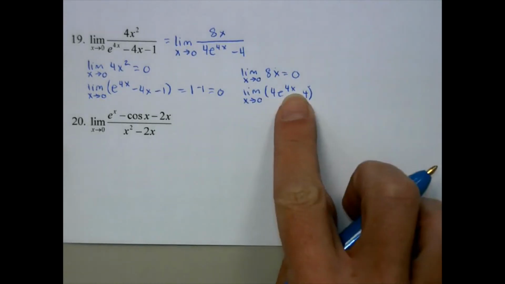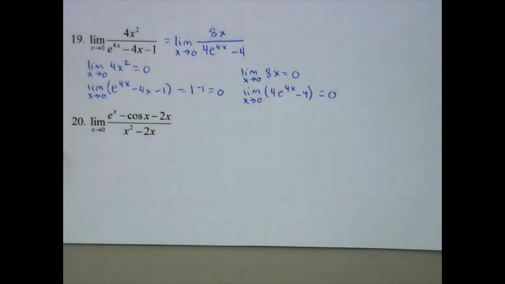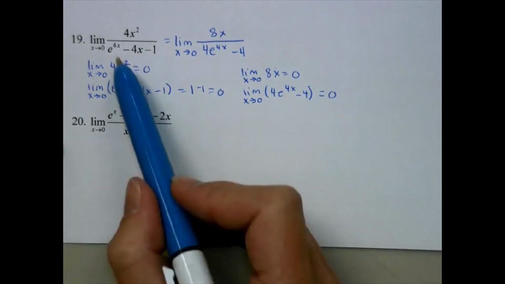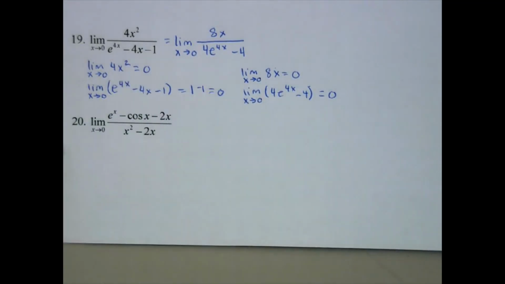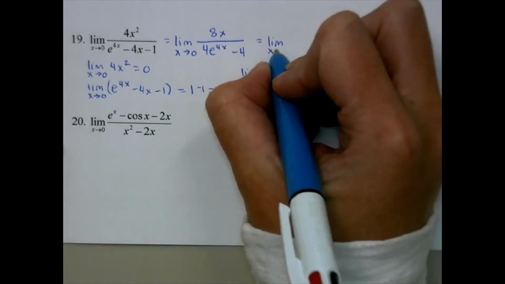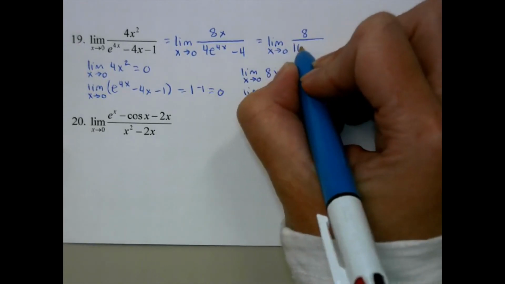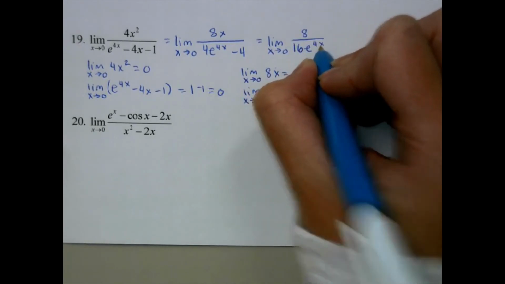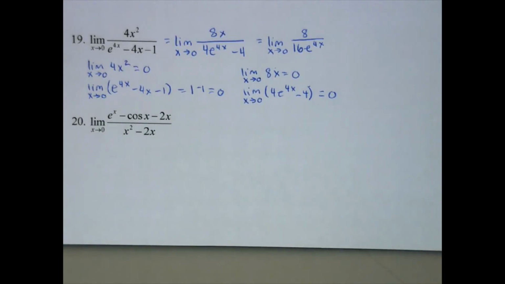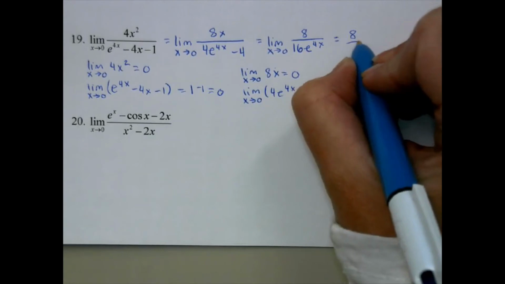Now remember, you need to include each of these limits. So this is going to be 8 over 16e to the 4x, which now we are good to go. So I'm going to plug in 0, which means I'm going to have 8 over 16, or 1/2. This one's going to be pretty similar.